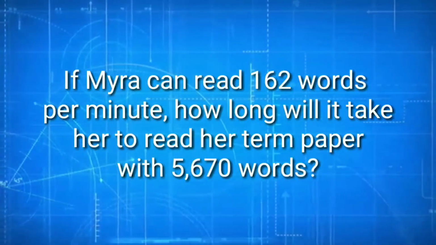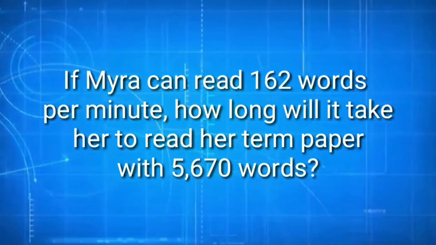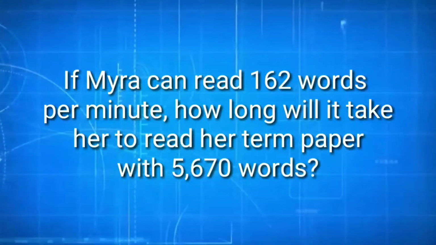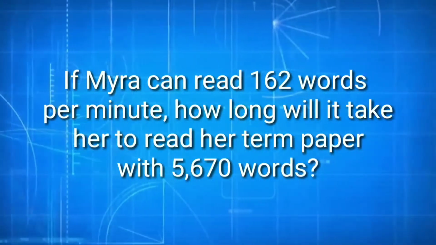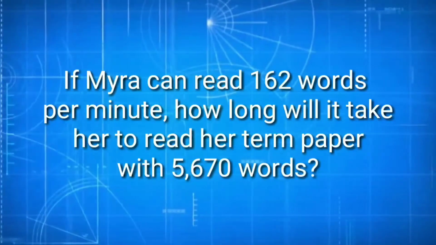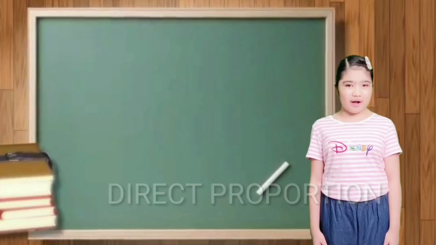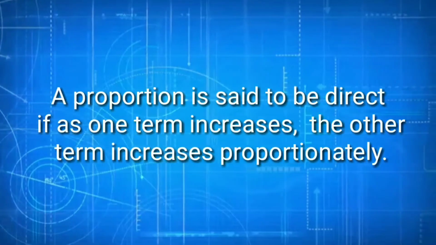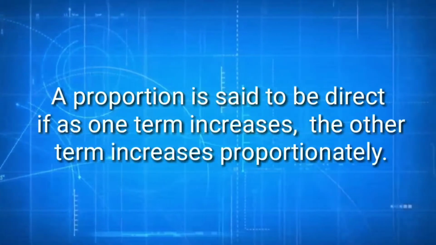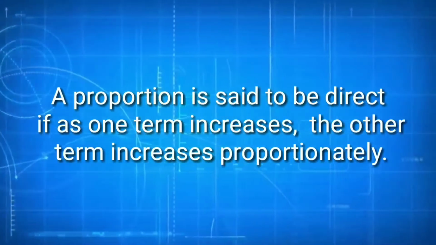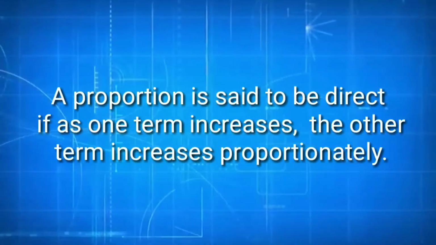If Myra can read 162 words per minute, how long will it take her to read her term paper with 5,670 words? Let us use the concept of direct proportion to solve this problem. A proportion is said to be direct if as one term increases, the other term increases proportionately.